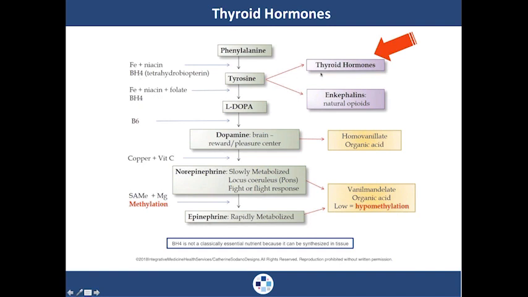Now, tyrosine is used, as I mentioned, to make thyroid hormones, T3 and T4. But did you know that tyrosine is also needed to make what's known as enkephalins, the body's natural opioids, natural painkiller?